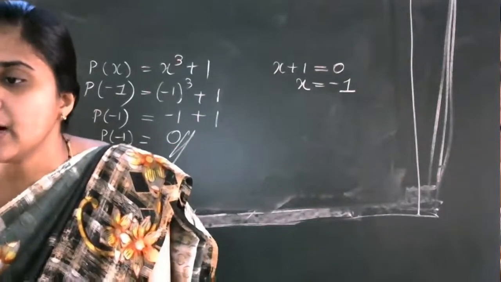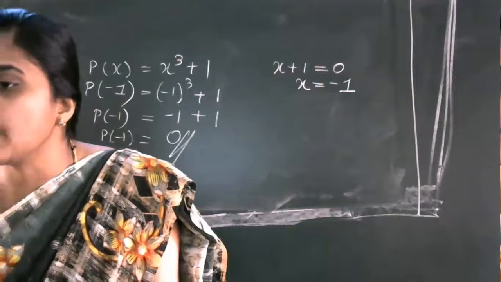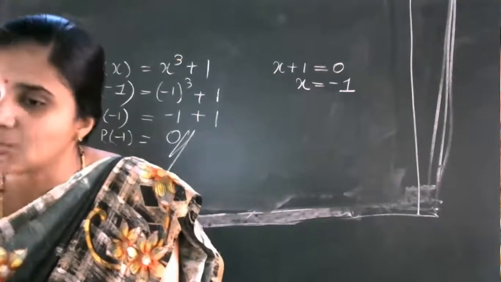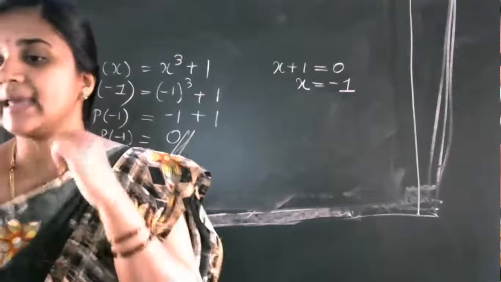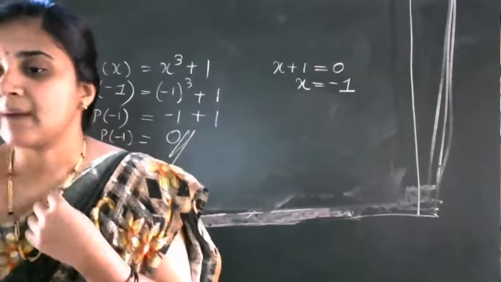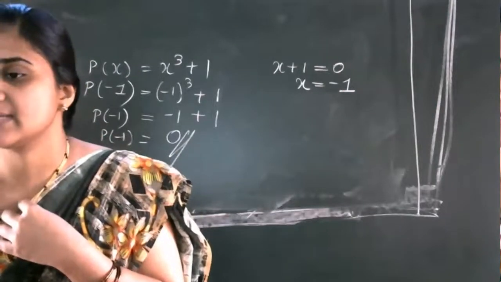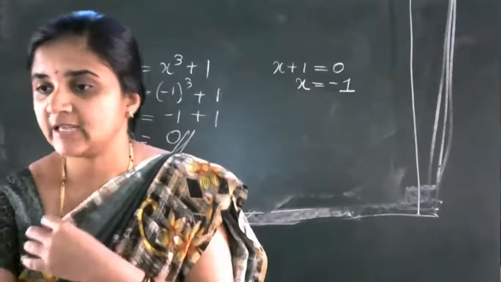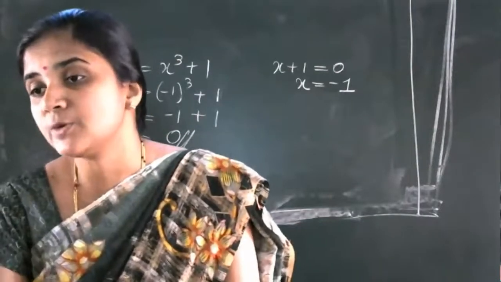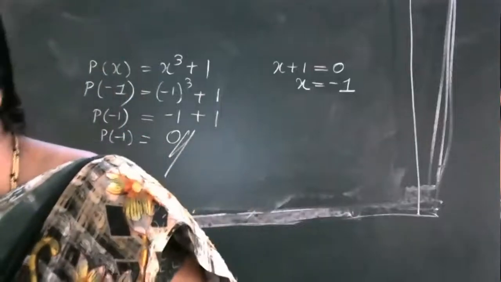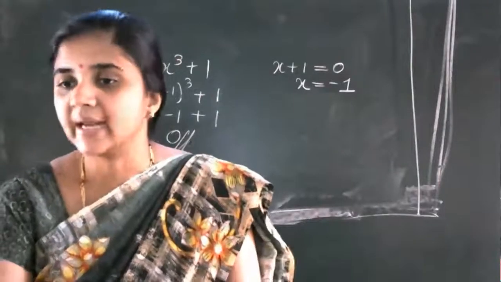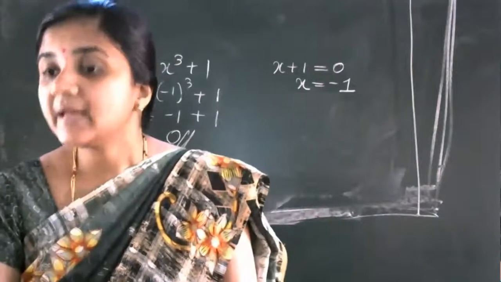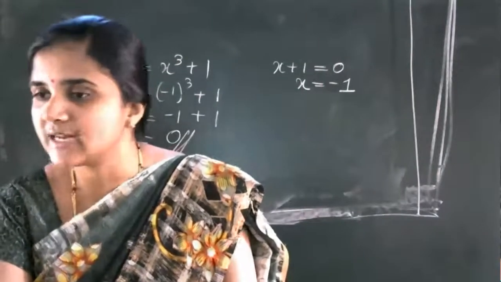Find the remainder when x raised to 4 plus x cube minus 2x square plus x plus 1 is divided by x minus 1. Okay, last 5 minutes is there. We will finish this topic fast. So they have asked the remainder only, in the sense we have to choose the remainder theorem method.